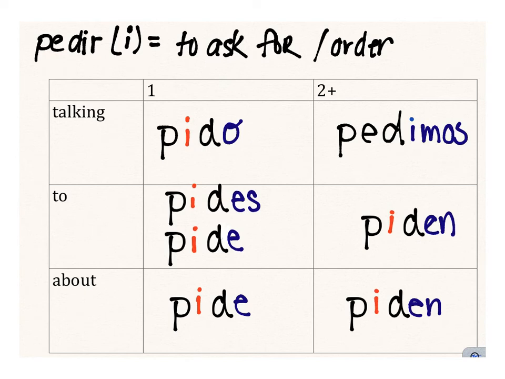So, repita, yo pido. Tú pides. Usted pide. Él pide. Nosotros pedimos. Ellos piden. That's down here. And ustedes piden.